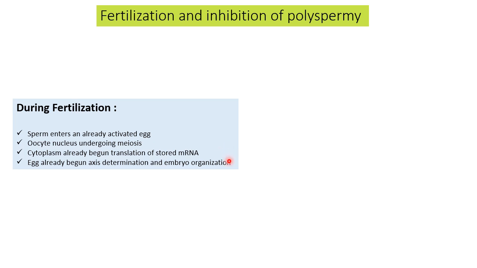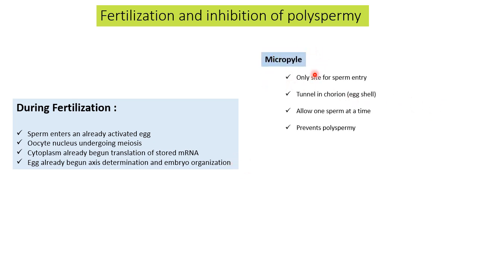The egg has already begun the axis determination, embryo organization, etc. So the micropyle is the only site for sperm entry. It is a kind of tunnel in the eggshell, and only one sperm at a time can enter. In this way, the micropyle helps to prevent polyspermy.